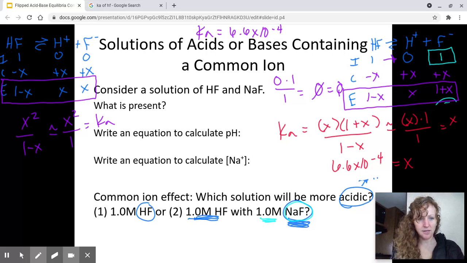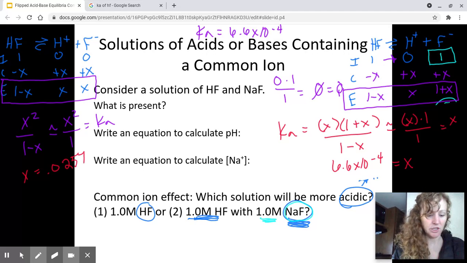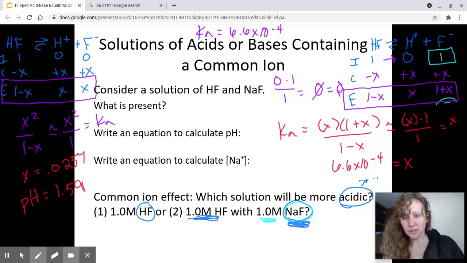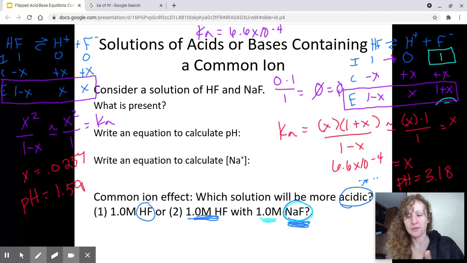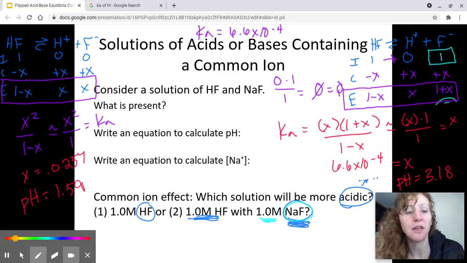Okay, so I have my Ka times 1 square root. So my x over here is going to be equal to 0.0257-ish. All right, my pH here is going to be 1.59. Let's see what my pH is on the other side. pH here is 3.18. Whoa, big difference, right? That's a big difference. Okay, so conceptually, let's pause here for a second and think about what happened.